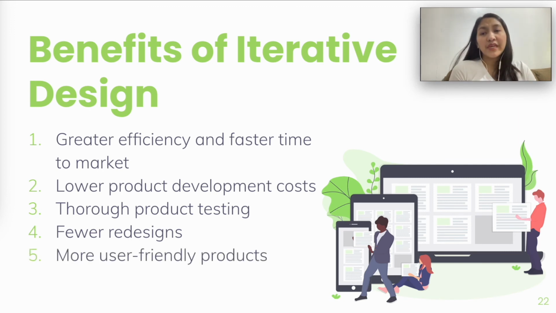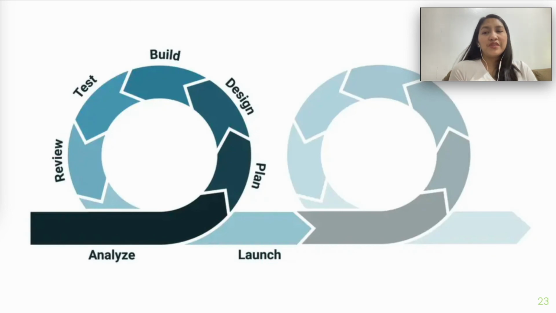And lastly, you have more user-friendly products. Why? Because end users are typically involved much earlier in the process. You're more likely to create an end product that they actually find useful. Sometimes it's quite difficult to know what end users' pain points are. And if you overlook these pain points, your product will be less effective. Asking them for feedback throughout the design and prototyping process can inform your design and give you an edge in your industry. So this is how iterative design looks like.